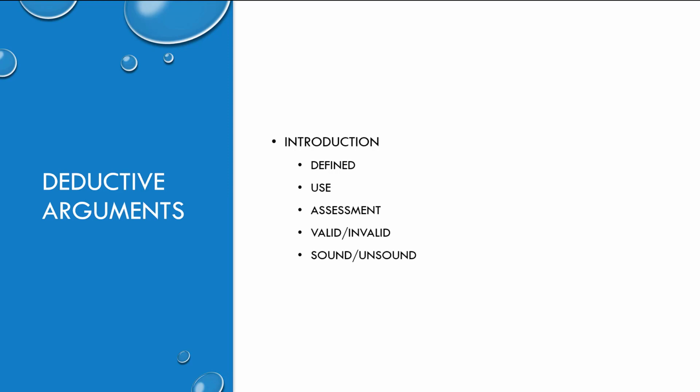Now, we use these tests to decide if a deductive argument is valid or invalid. And those are the only two options for a deductive argument in terms of the quality of logic. There's no degrees, it's strictly binary, valid or invalid. As we saw in the previous video, deductive arguments also have the quality of being sound or unsound.